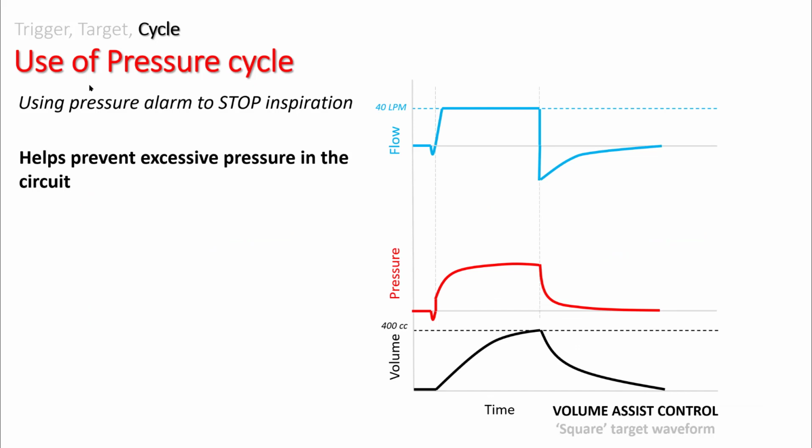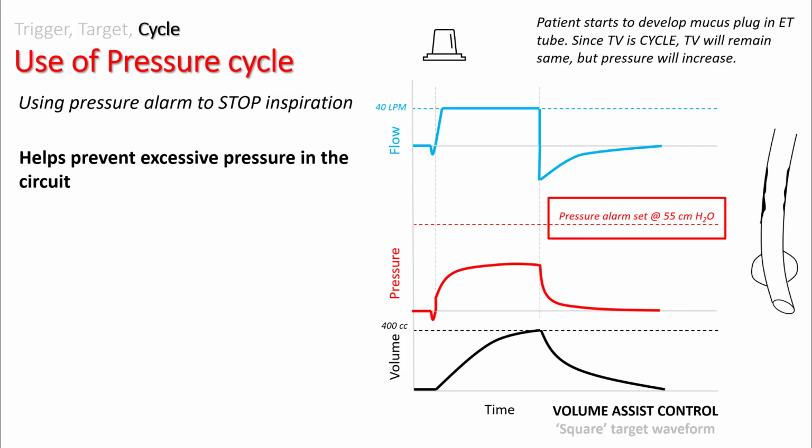The fourth type of cycle is pressure cycle. You can use pressure cycle as a pressure alarm to stop the inspiration. This can help prevent excessive pressure in the circuit. So for example, we have a patient on volume assist control with square waveform and you set the pressure alarm at 55 centimeters of water. Let's say the patient starts developing a mucus plug in the endotracheal tube.